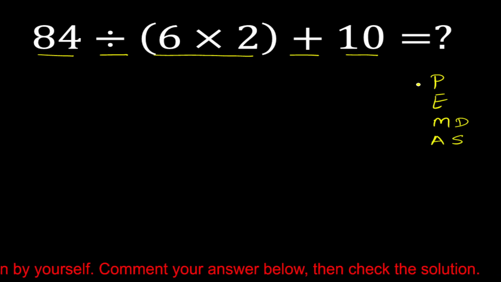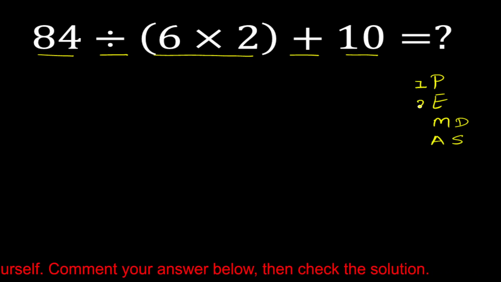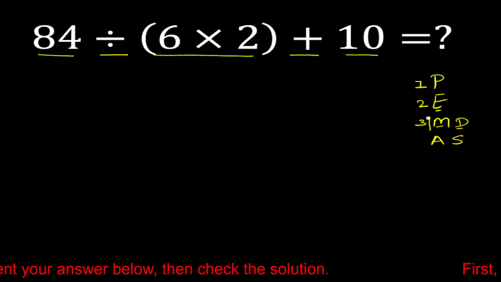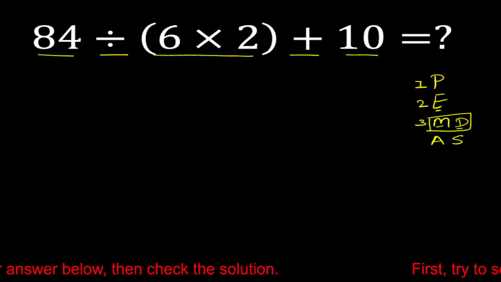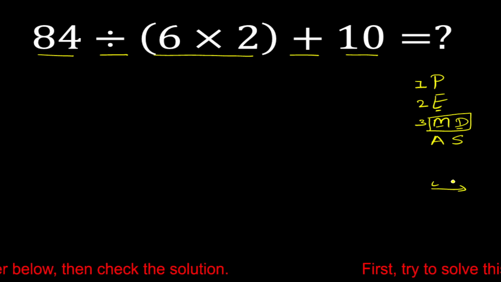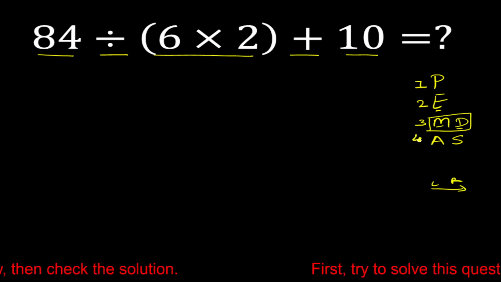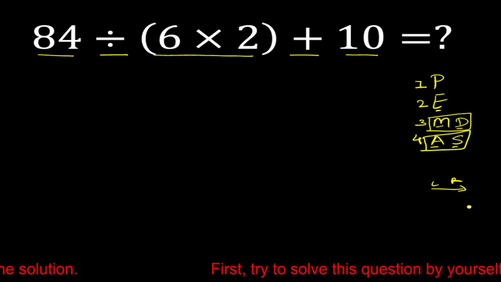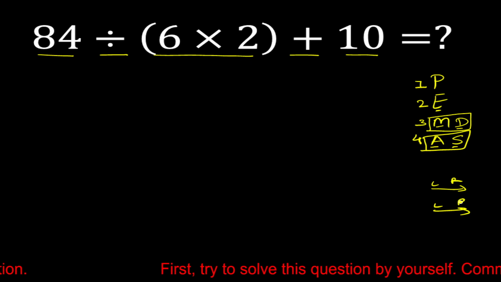PEMDAS. According to PEMDAS, first priority is parenthesis, second priority is exponents, third priority is multiplication and division. Here multiplication and division both have equal priority, so we have to solve it from left to right. Then fourth and last priority is addition and subtraction. Also addition and subtraction both have equal priority, so we have to solve it from left to right. Okay.